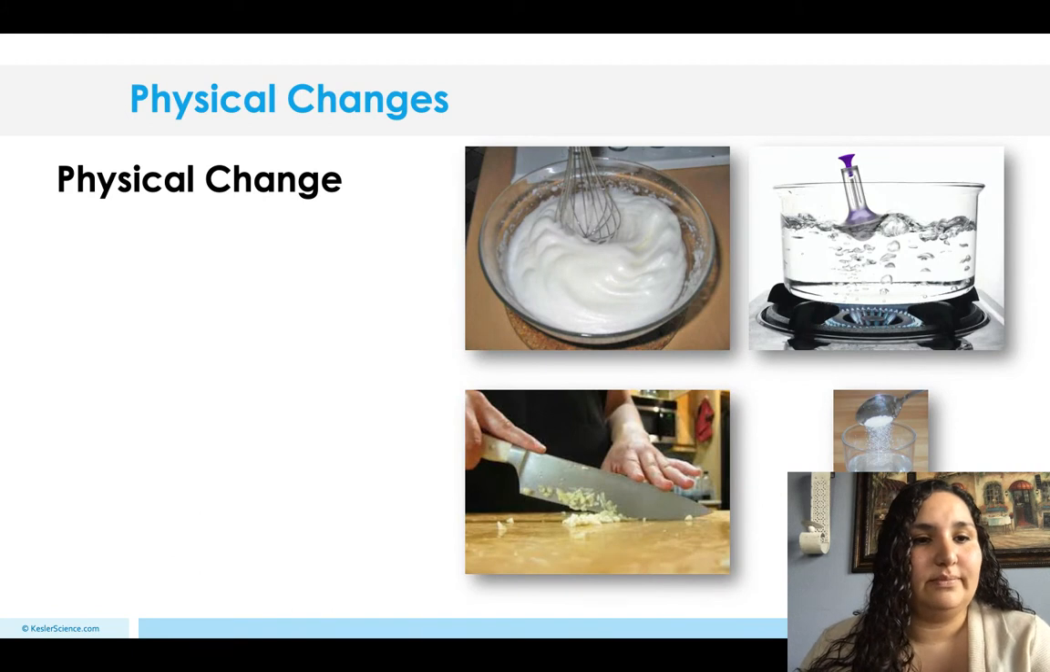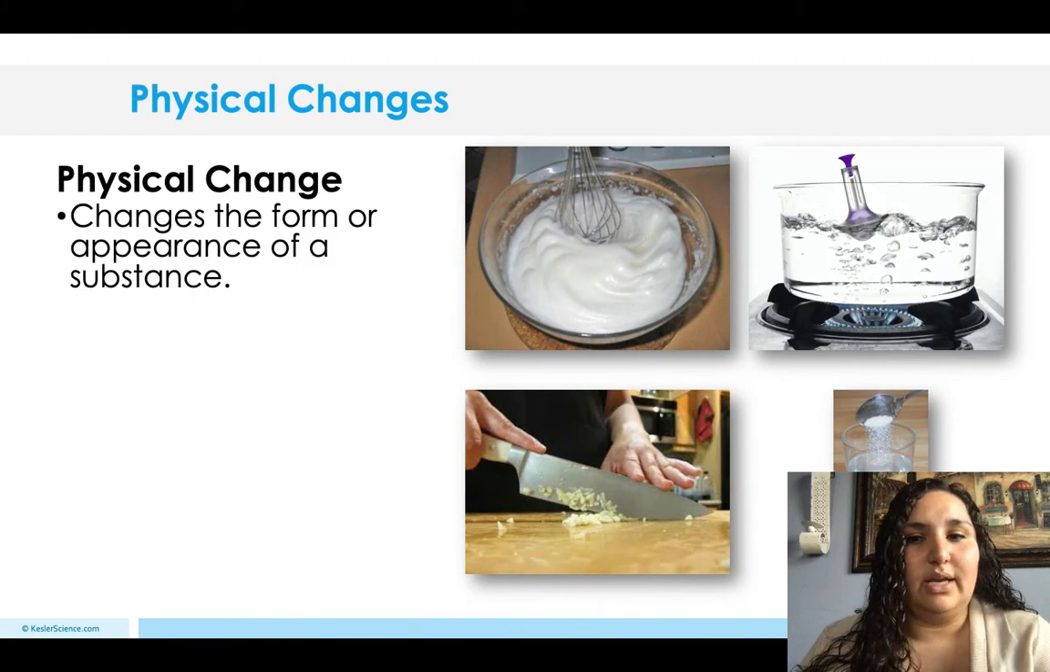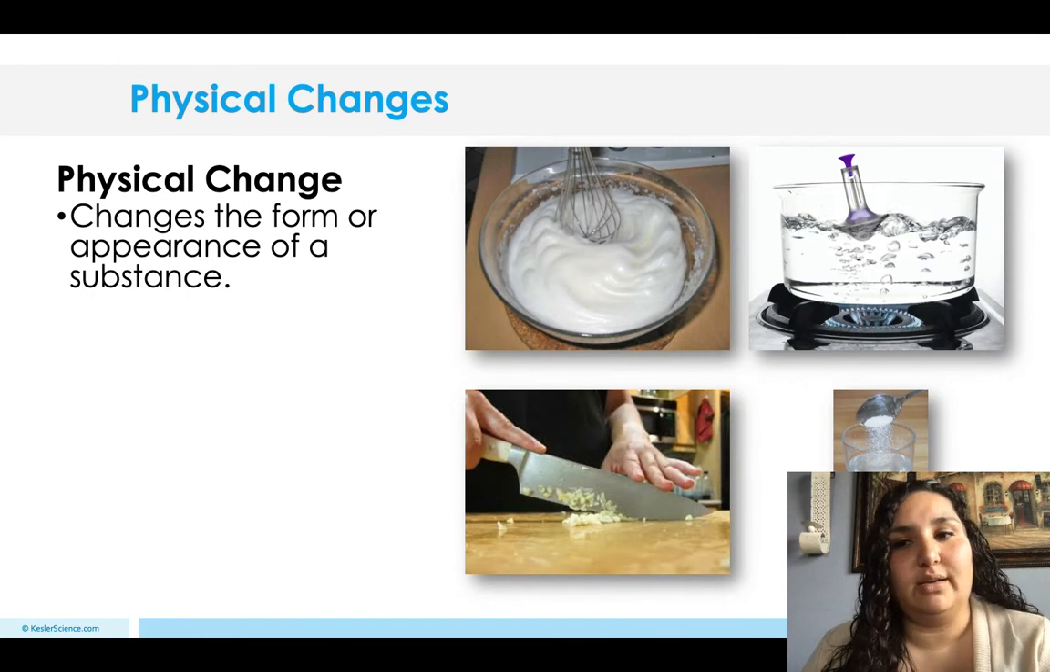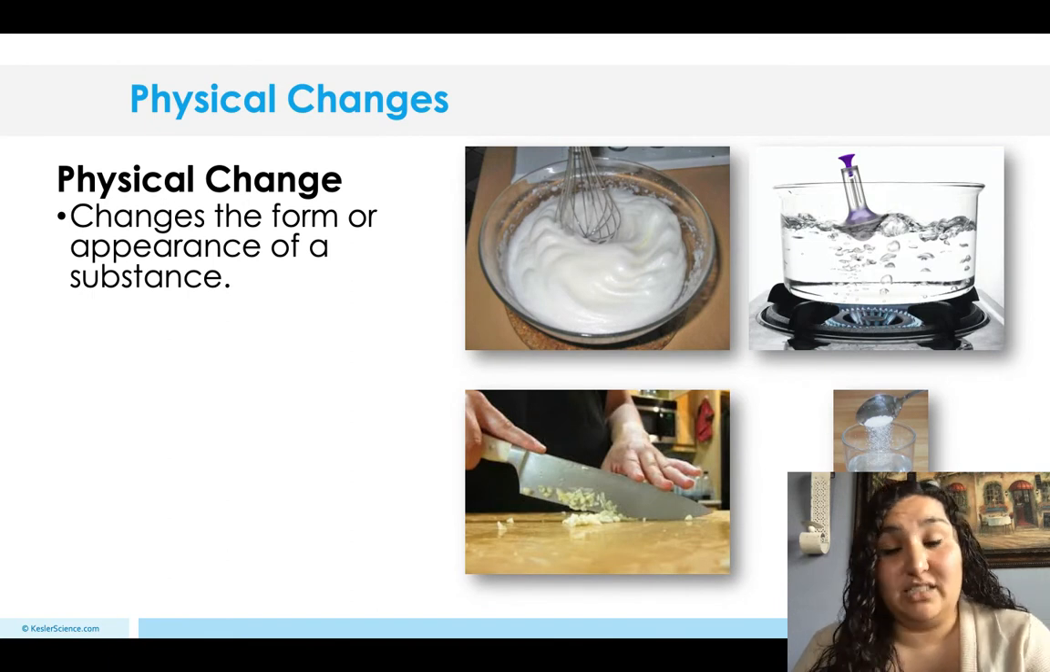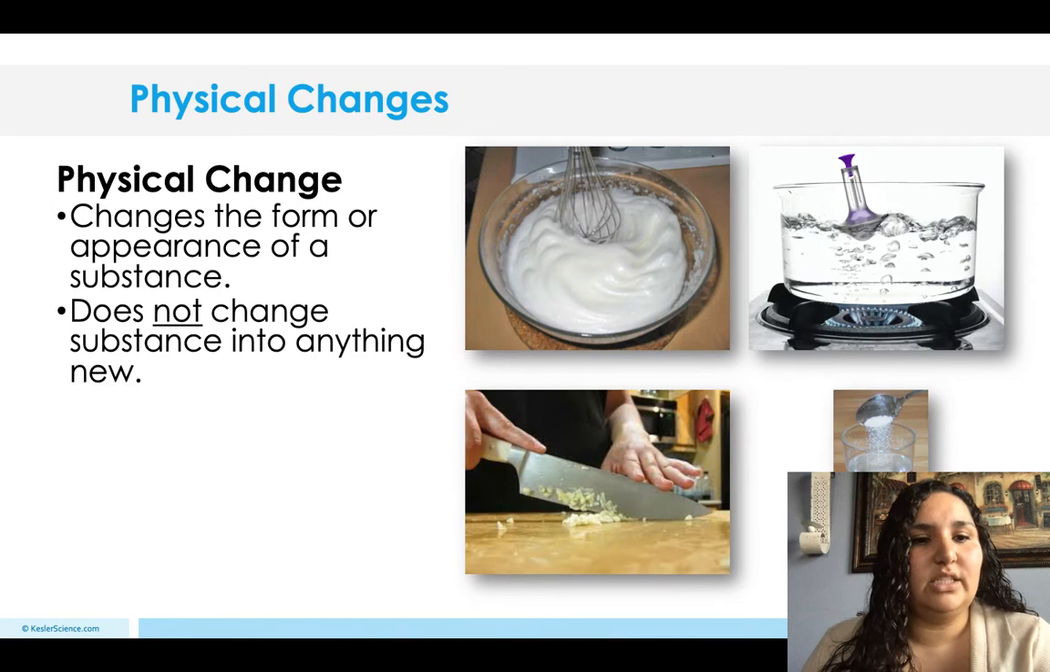Physical changes. If we have a physical change, it just changes the form or appearance of a substance. We pretty much keep the same ingredients, but it just maybe changes form or appearance. It may look the same. So here, these are beaten eggs, but they are still eggs. Water, whether we boil it or freeze it or leave it at room temperature, once again, it just changed maybe form to a water vapor or it became a solid, but it's still water. Does not change substance into anything new. Once again, it remains the same.